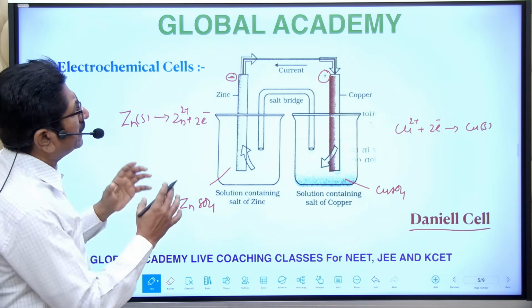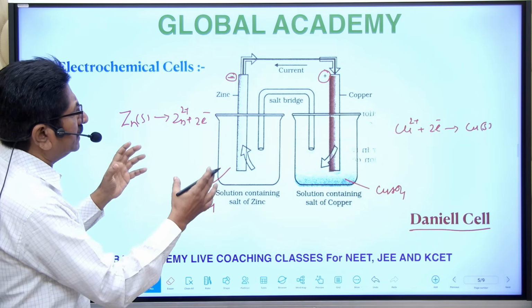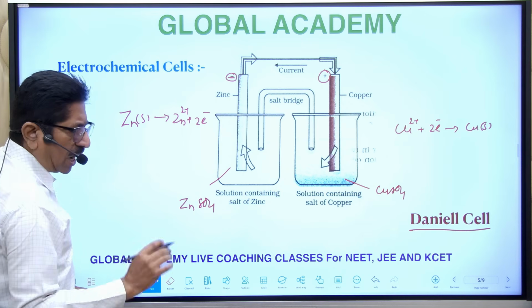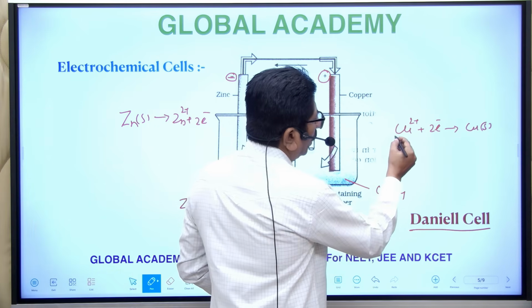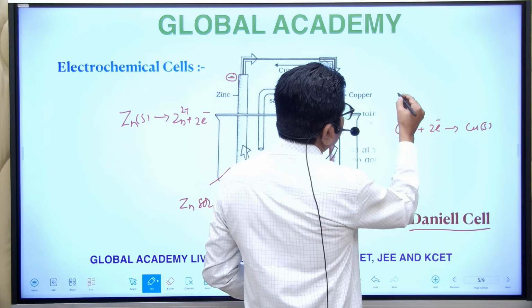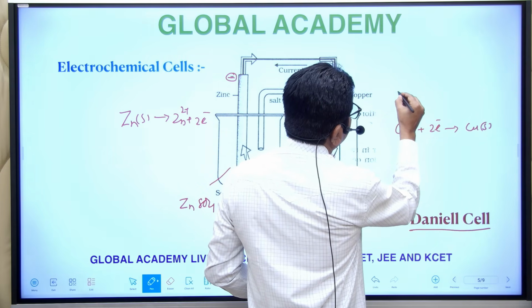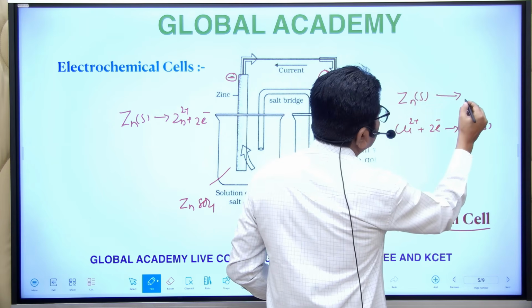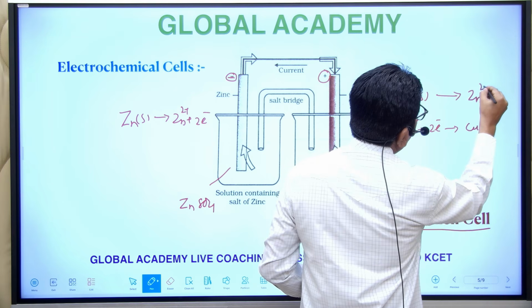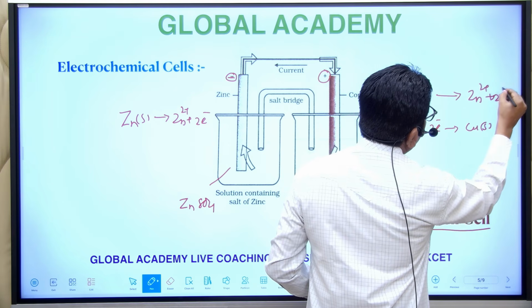Now generally the current generated here is due to the two half reactions. That is what I am writing here. One I had already written, and one more I am writing: Zn solid gives Zn2+ plus 2 electrons.